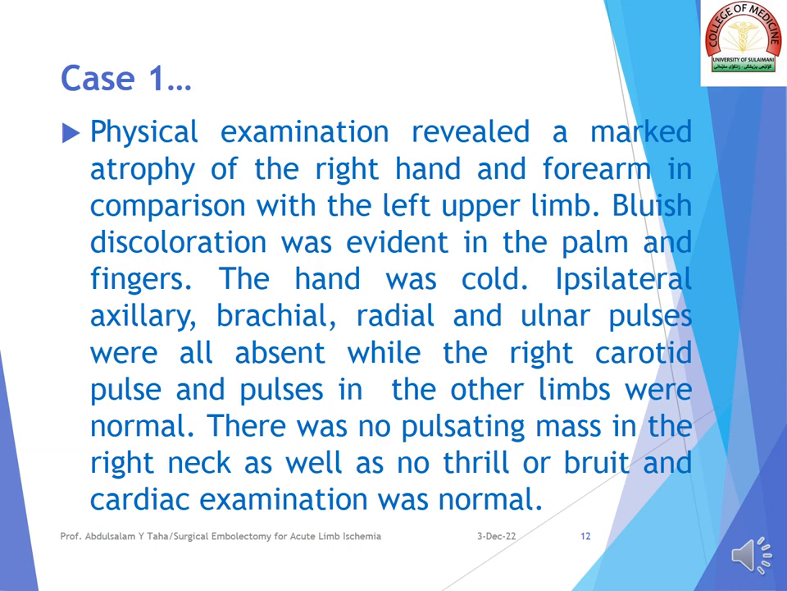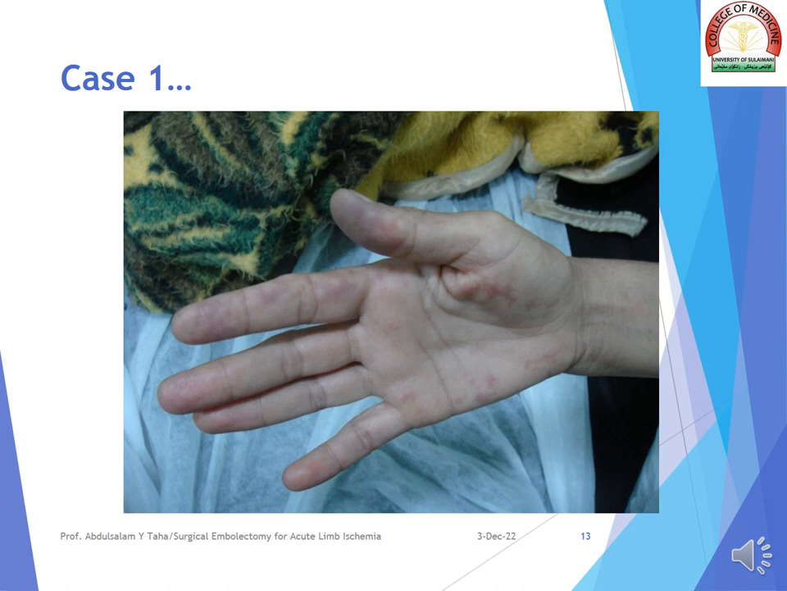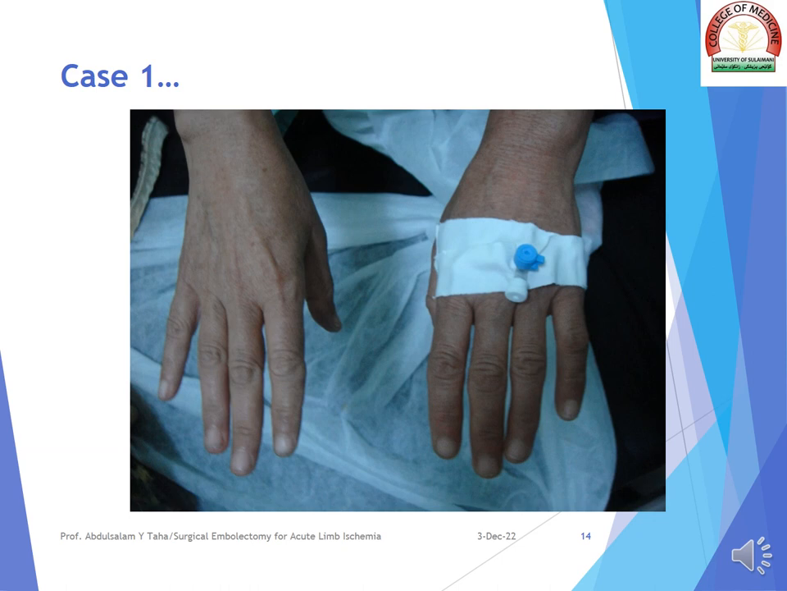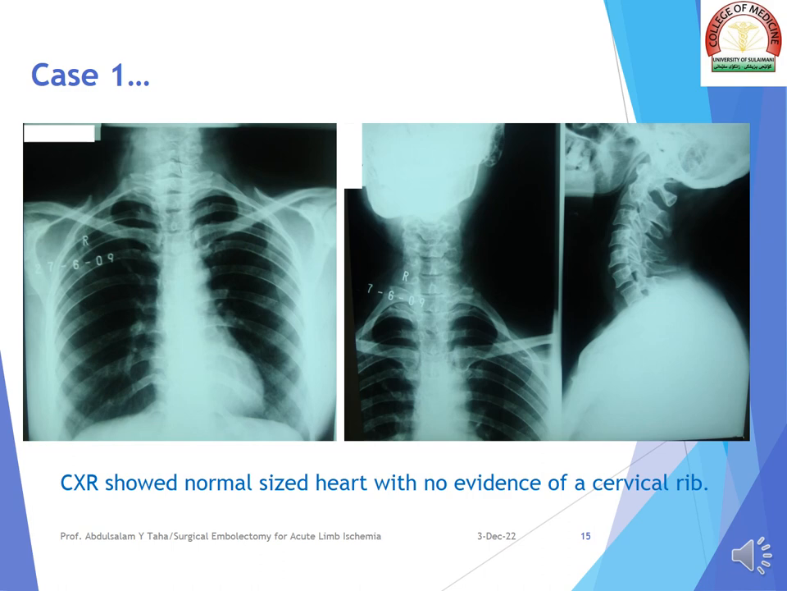So this is a picture of the hand with a bluish discoloration on the fingers, comparing the two hands, showing atrophy or wasting of the muscles of the right hand in comparison with the left hand. X-ray showed a normal sized heart with no evidence of a cervical rib. ECG was normal.